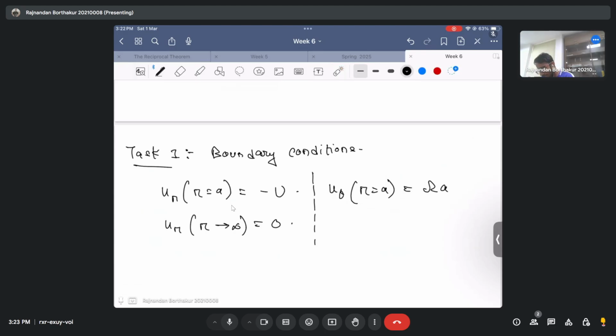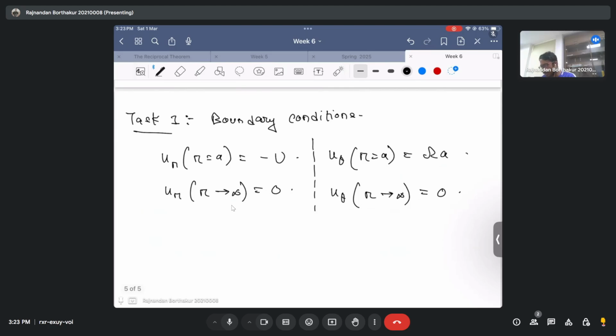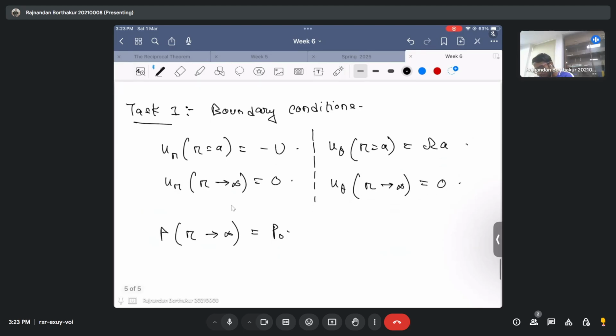And then I said that u theta as r tending to infinity basically goes to 0, again because of the fact that the disturbances will die down when we move far away from the cylinder. Okay, so these are the boundary conditions for the velocities. We also have one more boundary condition, that is for pressure: when r tends to infinity, the pressure is just some p naught. Okay, that's it.